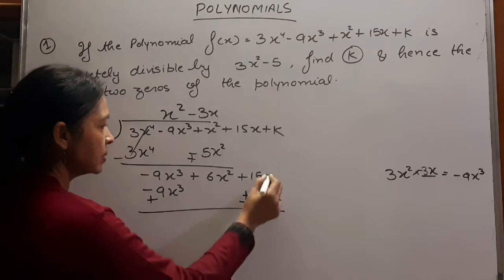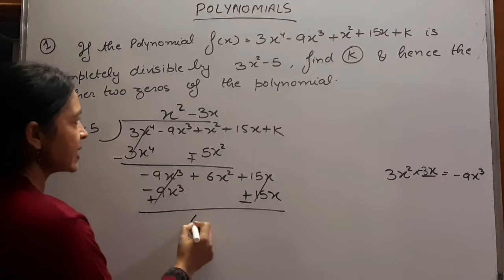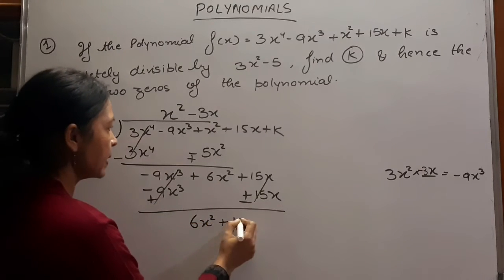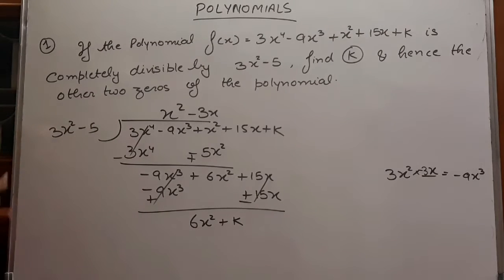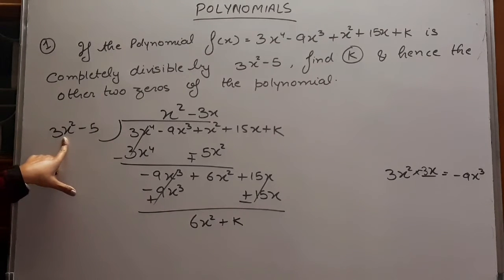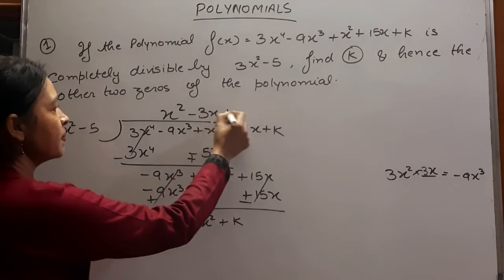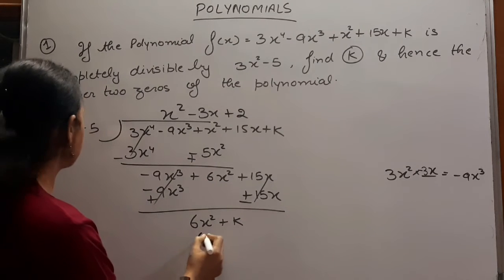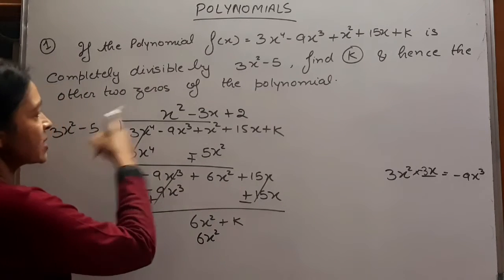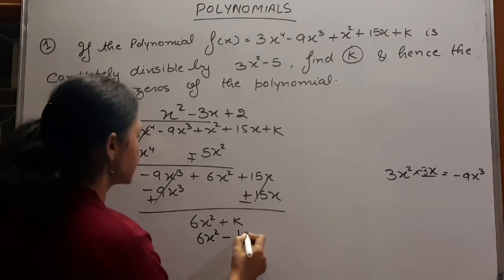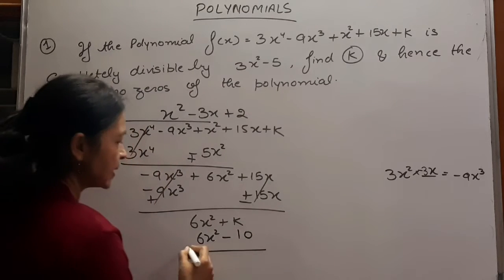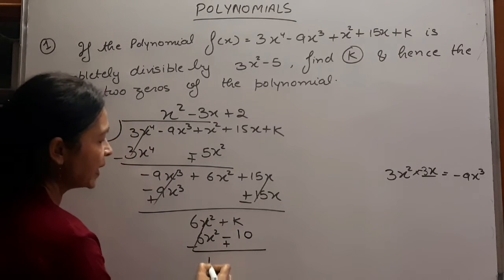Again sign change. We have 6x² plus k. 3x² in the divisor and we need 6x². We will multiply with plus 2. We have 6x² minus 5 into plus 2, minus 10. Sign changed. What do we get?